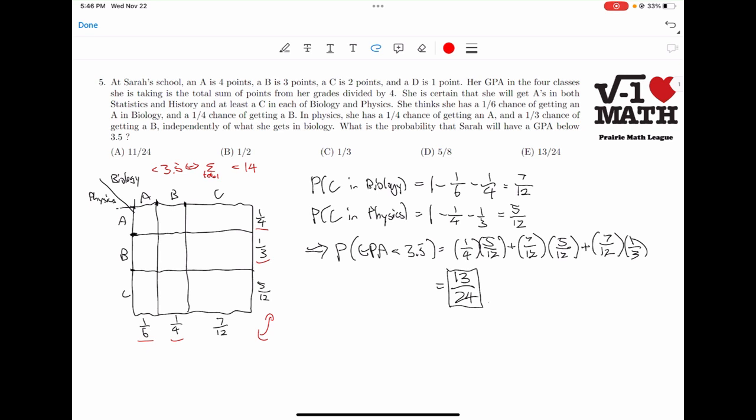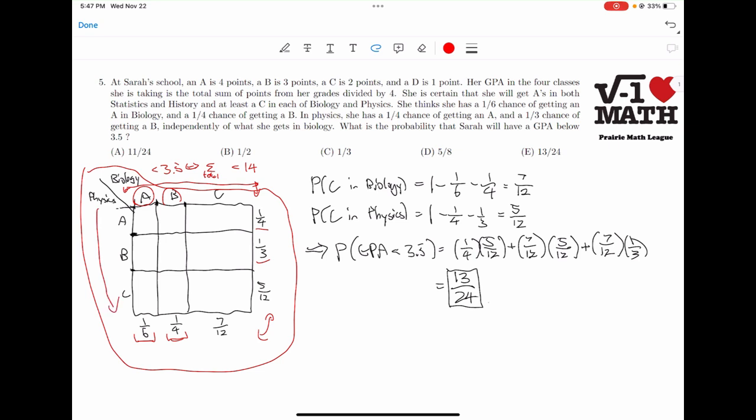Now we can use this diagram, since both are independent. We can use this to try to organize the information that we're getting. So for biology, for A, she has a 1/6 chance, and for B, she has a 1/4 chance. Along this axis, we're going to use biology. We're going to list things for biology and physics the same.